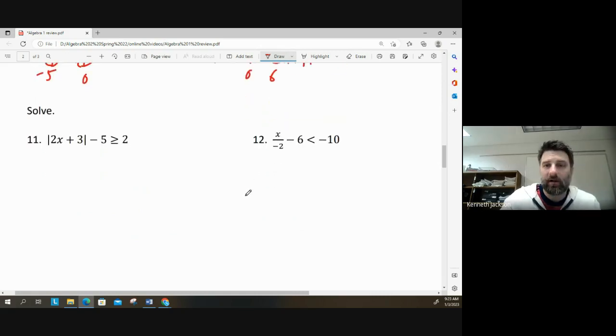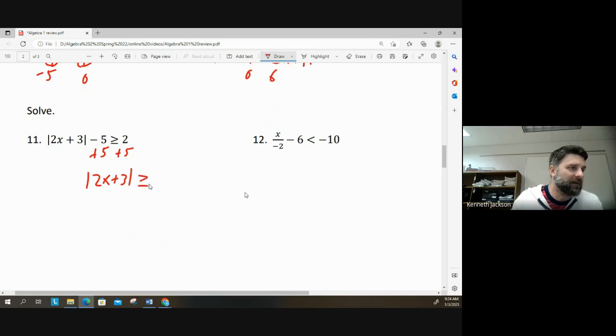So to solve, we do the same stuff that we did with equations with inequalities. On number 11, I first need to get the absolute value bars by themselves. So that's the absolute value of 2x plus 3 greater than or equal to 7.